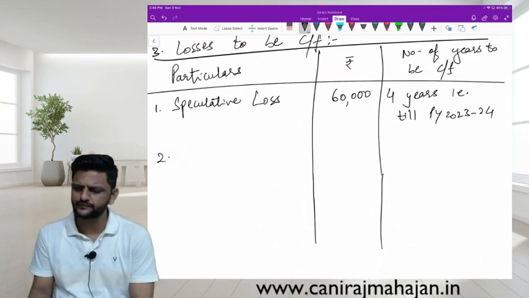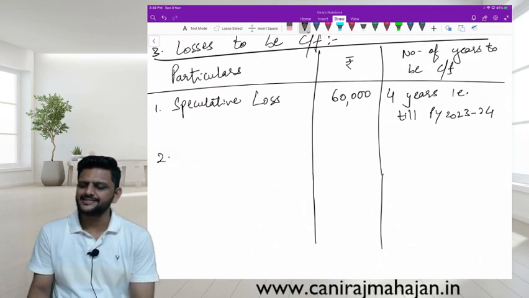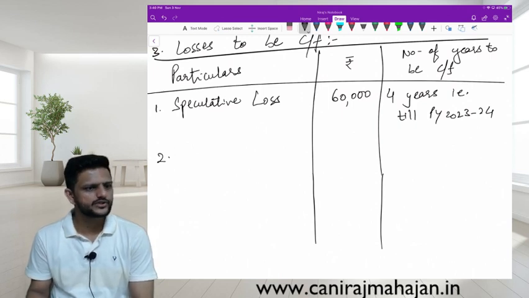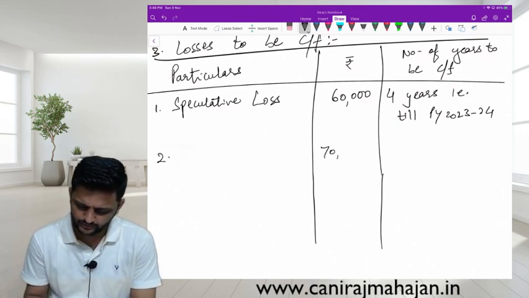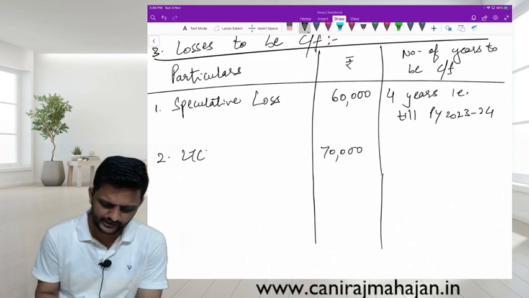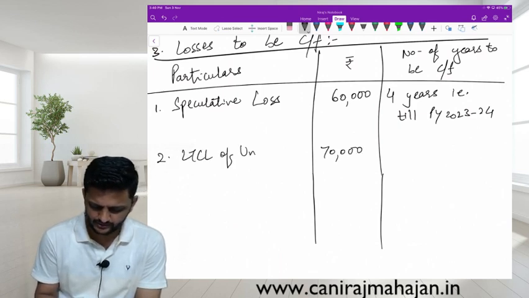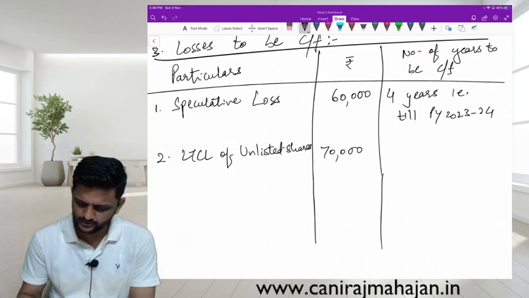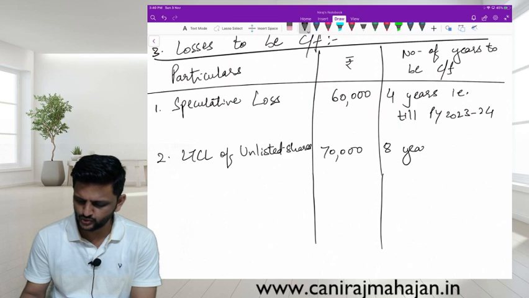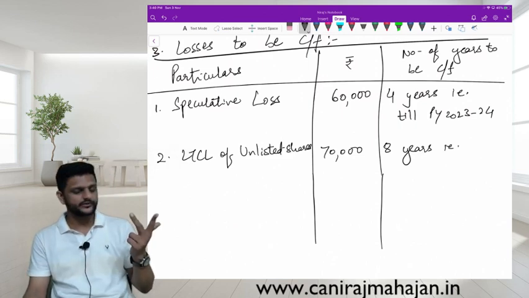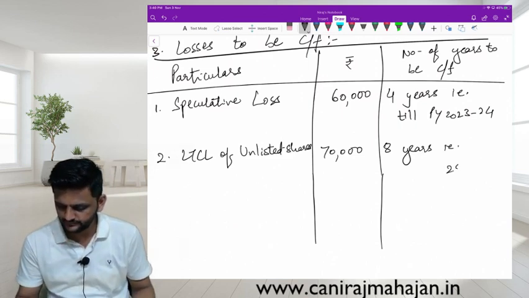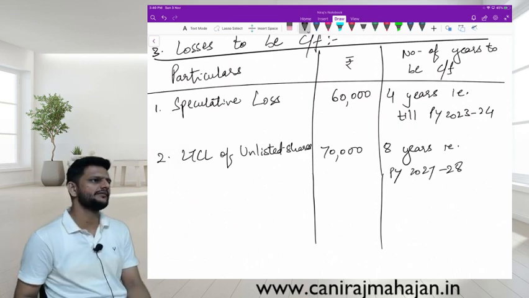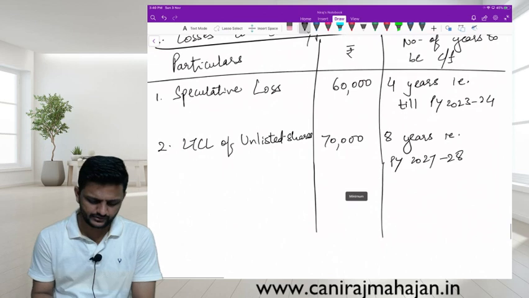Again go back to question and check whether are there losses. LTCL of that 1 lakh loss. We set off only 30,000. So 70,000, yes or no? LTCL of unlisted shares. Is it current year loss? Therefore, 8 years. So 25, 26, 27, 28. PY 27, 28. Till that time you can take away this loss.